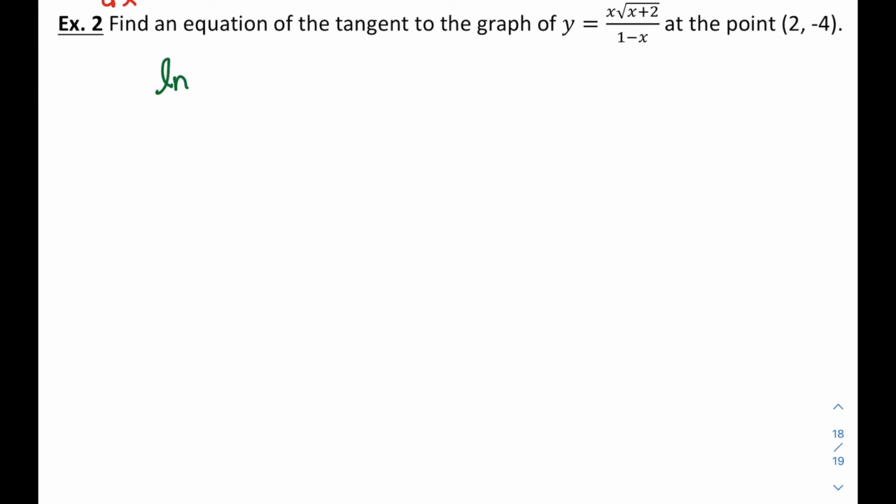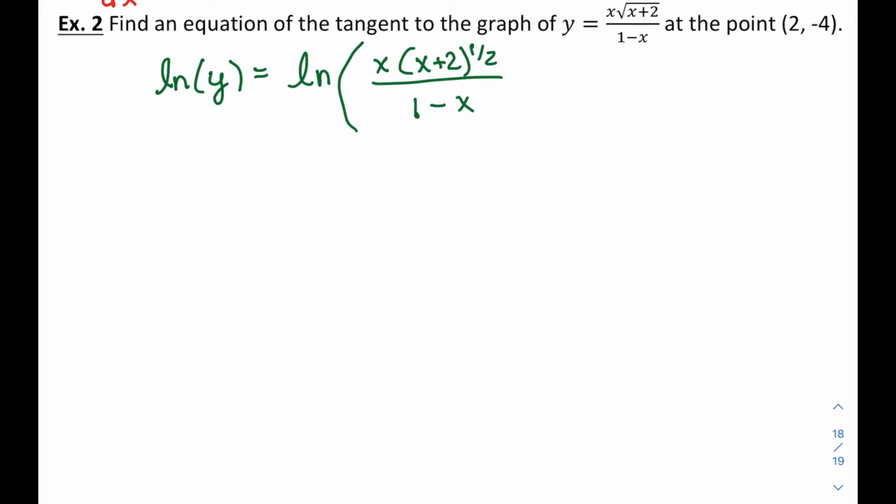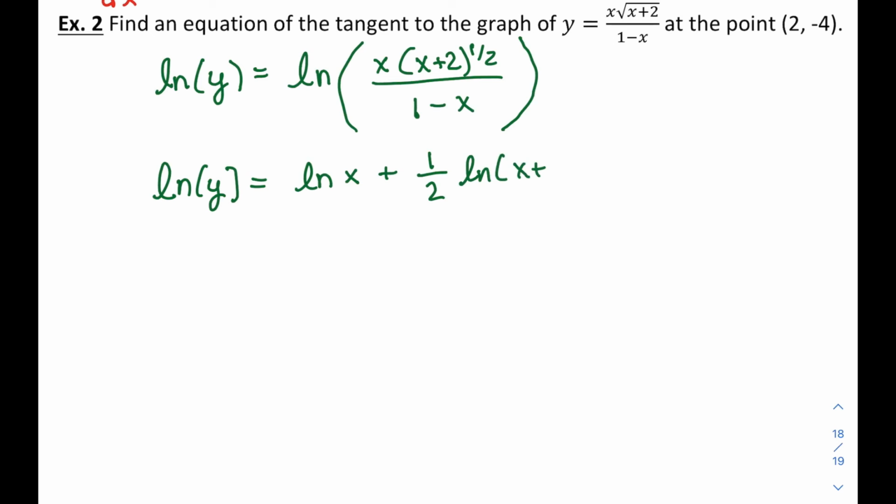So now we're going to write an equation for the line tangent to this graph at the point 2, -4, which means we get to take the derivative. So I'm going to use logarithms to make this easier to take the derivative of by doing log of both sides of my equation, and then I'll expand it out, which, if I expand the right-hand side, it's going to be natural log of x plus 1/2 natural log of x plus 2 minus natural log of 1 minus x. And then it's ready to do my derivative of.